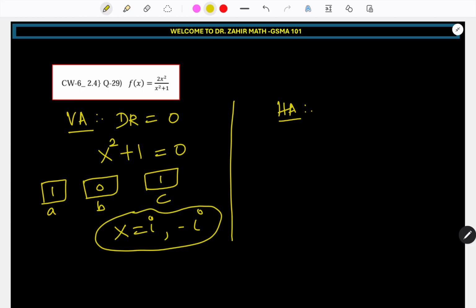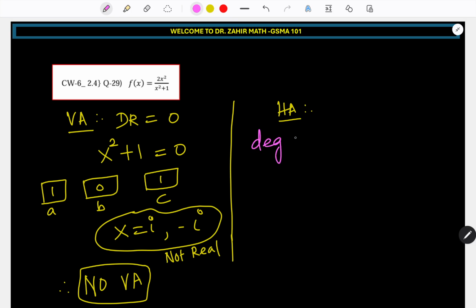I told you already, vertical asymptotes are real values. So it is not real. Okay, it is complex. So therefore the answer is no vertical asymptotes. Let's go to the horizontal asymptotes. So let's start with the degree of numerator.